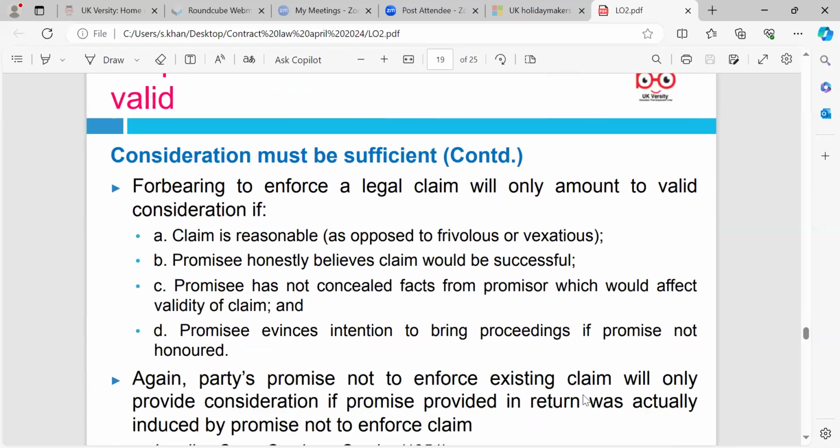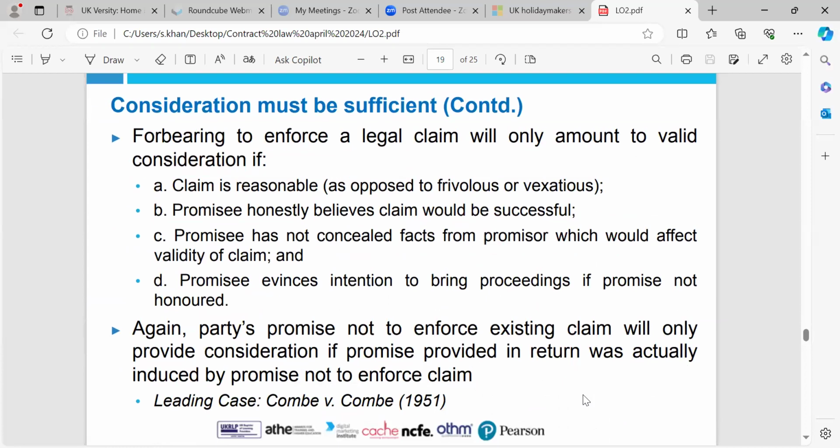Requirements for consideration. Consideration must be sufficient. Forbearing to enforce a legal claim will only amount to a valid consideration if: A, the claim is reasonable as opposed to frivolous or vexatious; B, the promisee honestly believes the claim would be successful; C, the promisee has not concealed facts from the promisor which would affect the validity of the claim; and D, the promisee envisages an intention to bring proceedings if the promise is not honoured.